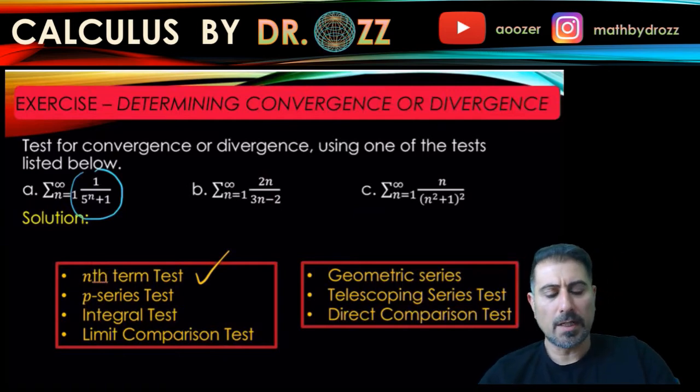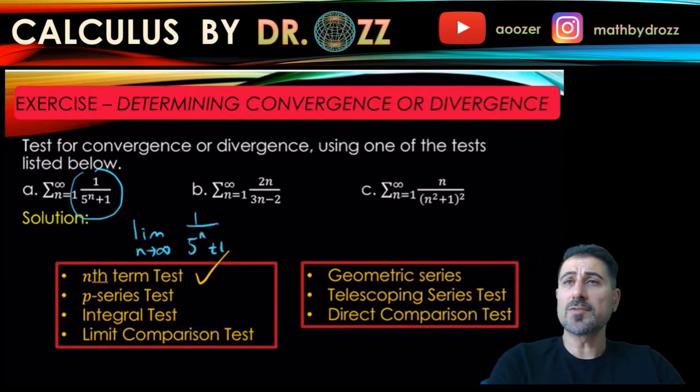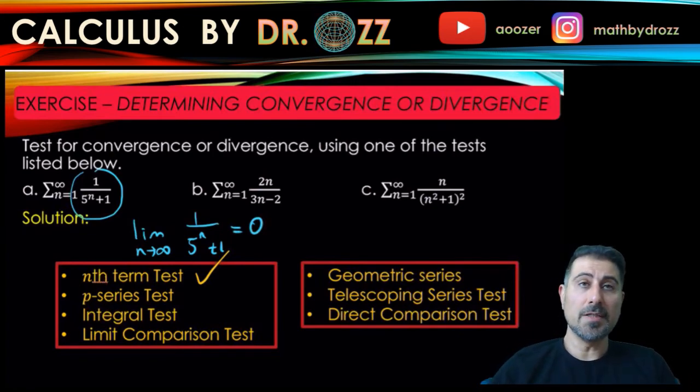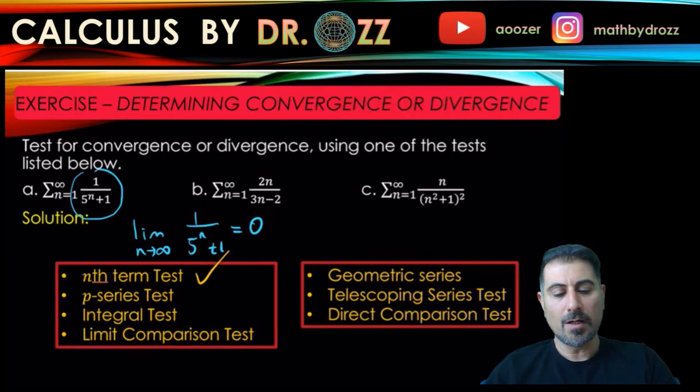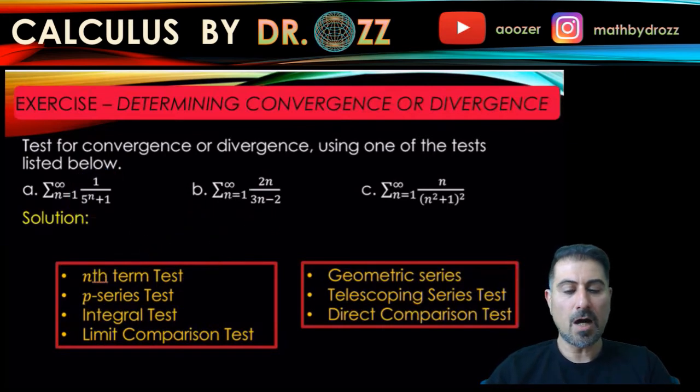If you apply the Nth term test by taking the limit of the nth term, as you see the top is always 1, the bottom is converging to infinity. So 1 over infinity is taking you to 0. When the limit of the nth term is 0, you can't conclude anything. If this limit was different from 0, then I would just say the series is divergent. But that's not the case. So what that means is I cannot apply the Nth term test. I'm going to put a cross mark here.